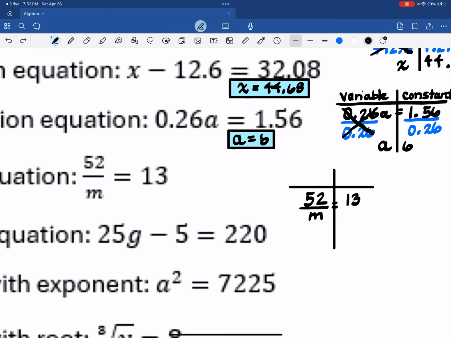I am going to move it to the other side because it's on the bottom of a fraction. And I'll show you what I mean. I want to get rid of that m on the bottom of this fraction. So I'm going to say that this is the constant side. Multiplying is the opposite of division, so let's put the m right there. And if I do it to one side, I have to do it to the other side. These m's will cancel. So I'm left with 52 equals 13m.